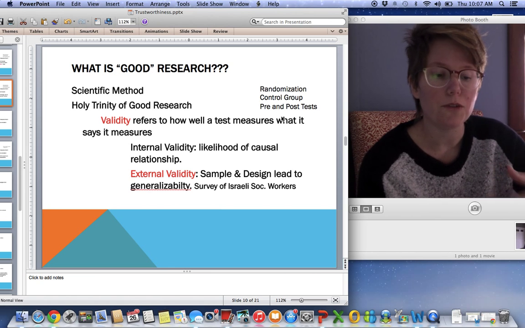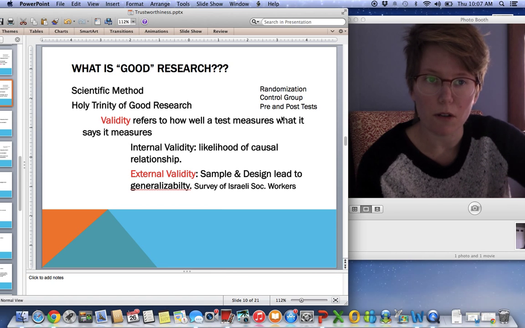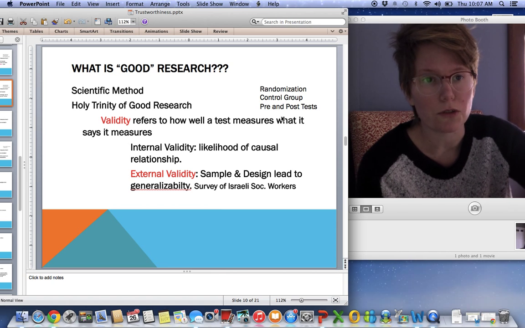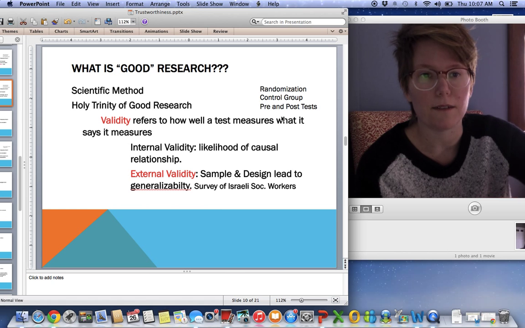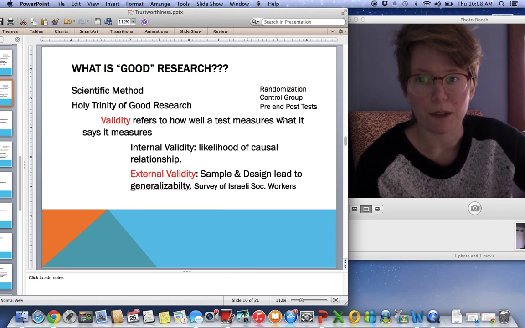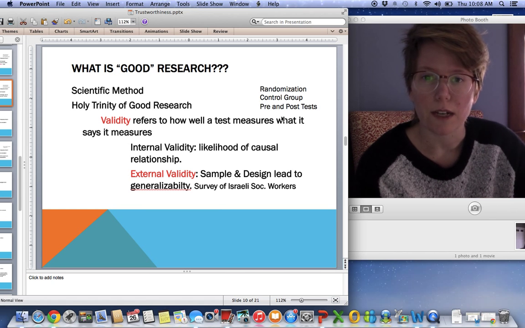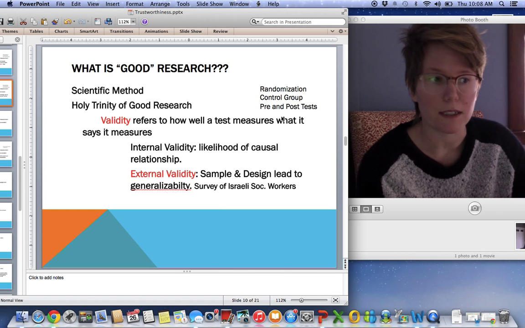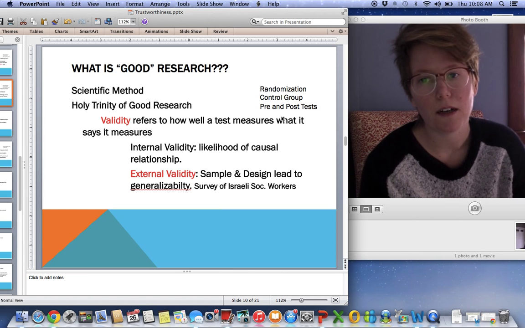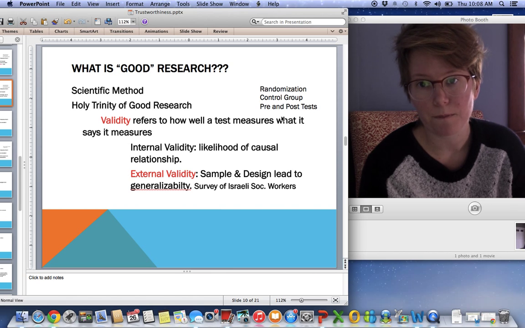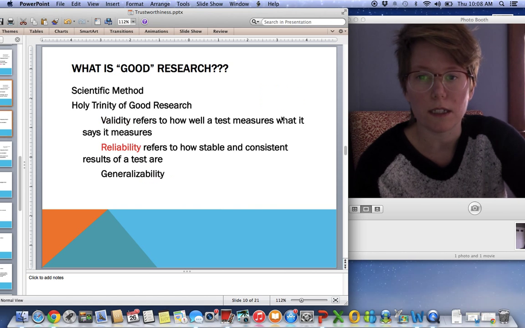And that was a huge jump in logic to say that this small group of Israeli social workers is representative of all marriage and family therapists. So that's a threat to external validity, having a sample that is not actually representative of your greater population of interest. So that's external validity.